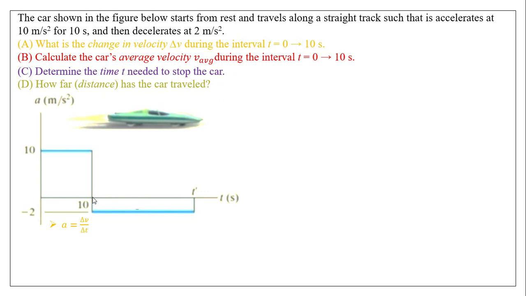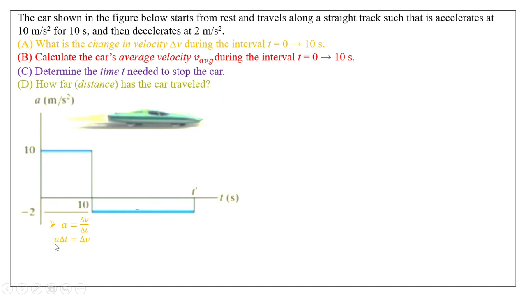To find change in velocity, I'm just going to say acceleration is change in velocity over change in time. Well, in order to get delta V by itself, I need to multiply both sides by delta T. Or you can just move this delta T from the bottom right up to the top left. Either way, I have delta V by itself now. I can just plug in A and T.